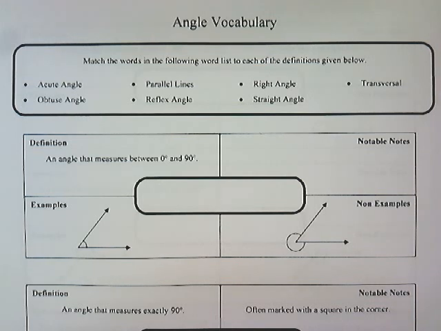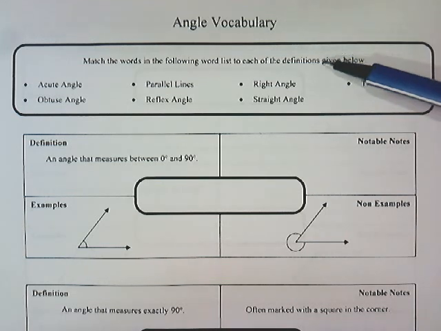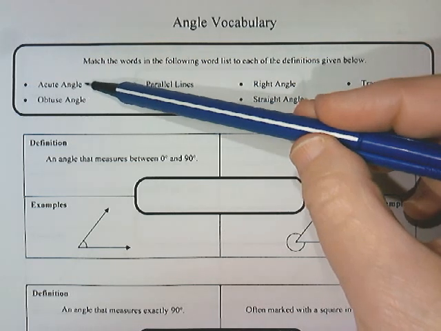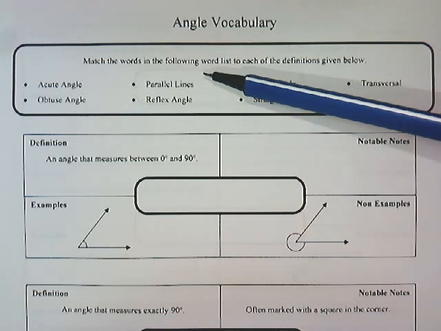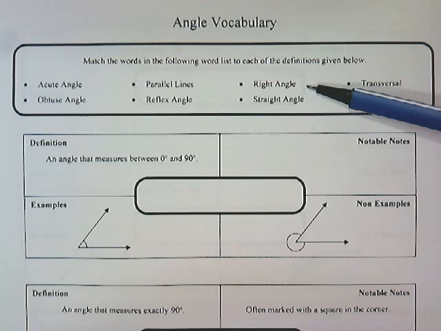This is part 1 of our lesson on angle theorems, and we're going to start with a little bit of angle vocabulary. So it says match the words in the following word list to each of the definitions given below. So our choices are acute angle, obtuse angle, parallel lines, reflex angle, right angle, straight angle, and transversal. And hopefully these are words that you are familiar with from grades 7 and 8.